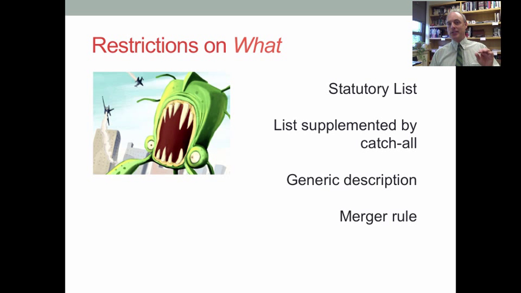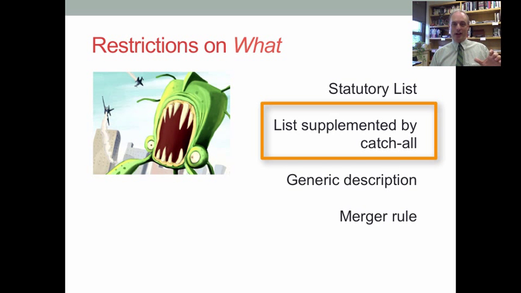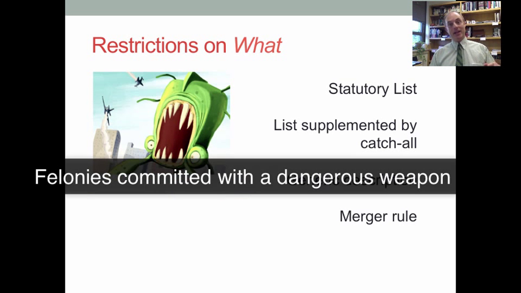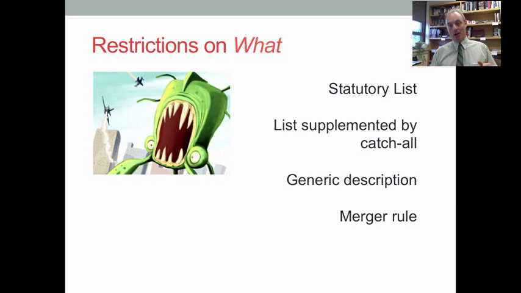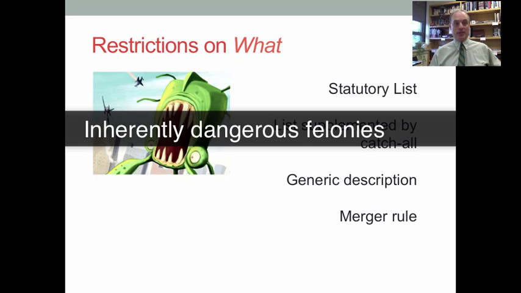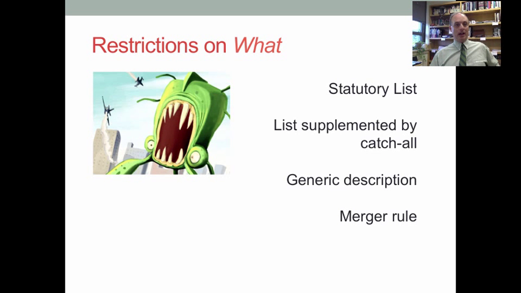Sometimes you'll have a statutory list that's supplemented by some catch-all phrase, as in North Carolina. It lists several crimes like arson and so forth, and then it also says any other felony committed with a dangerous weapon. You could have no list at all, but just a generic category, such as some, quote, inherently dangerous felony, or the Texas Penal Code talks about an act that has to be, quote, clearly dangerous to human life that causes the death. So those are some of the limits on what.